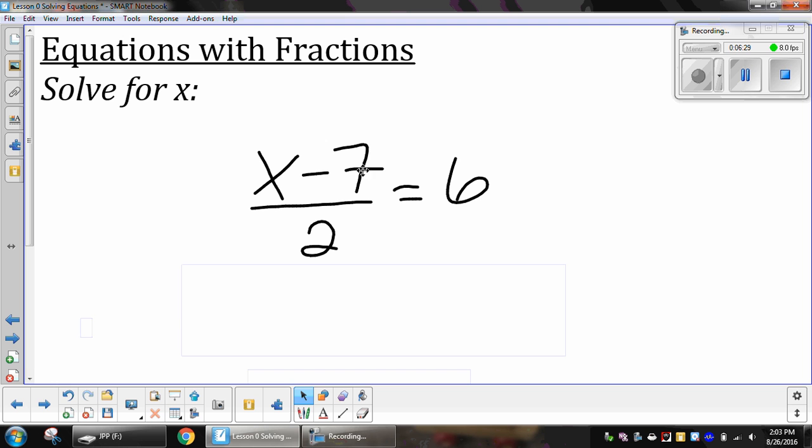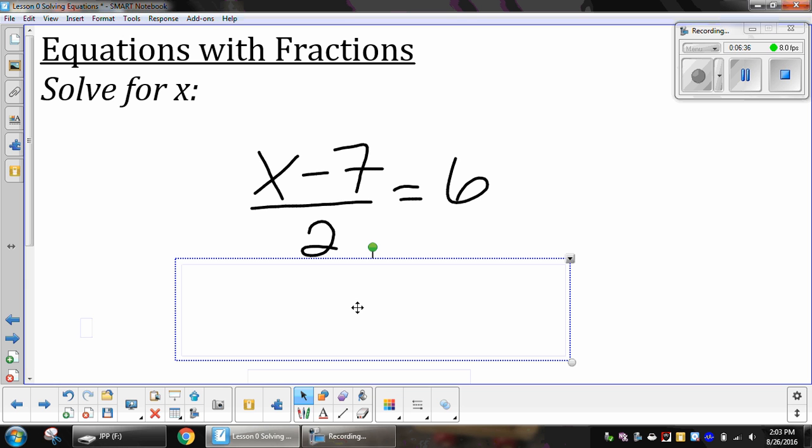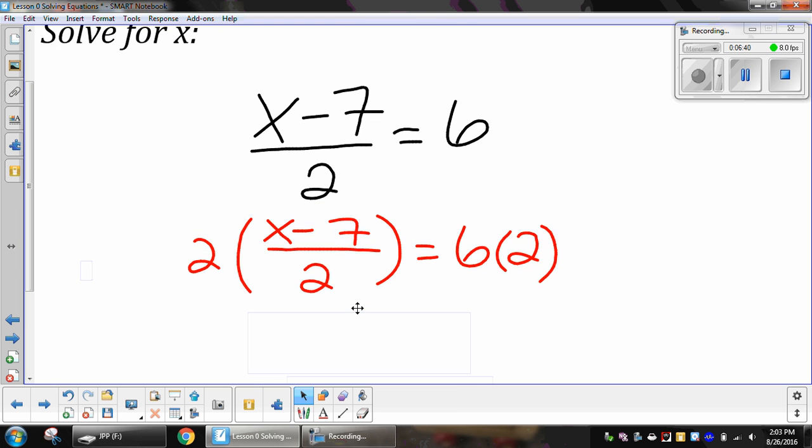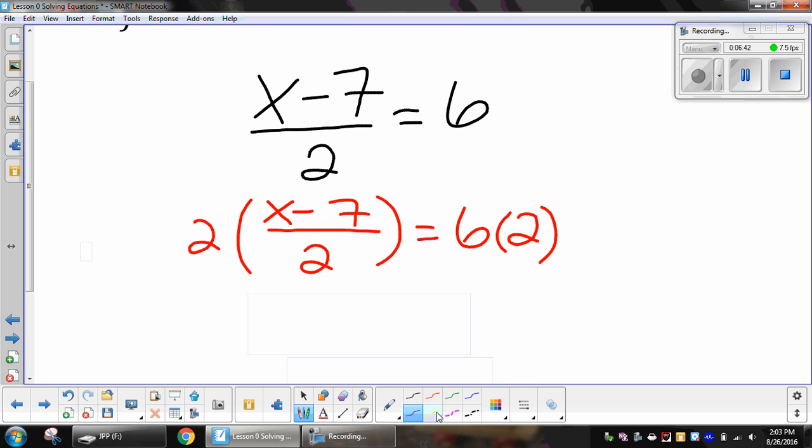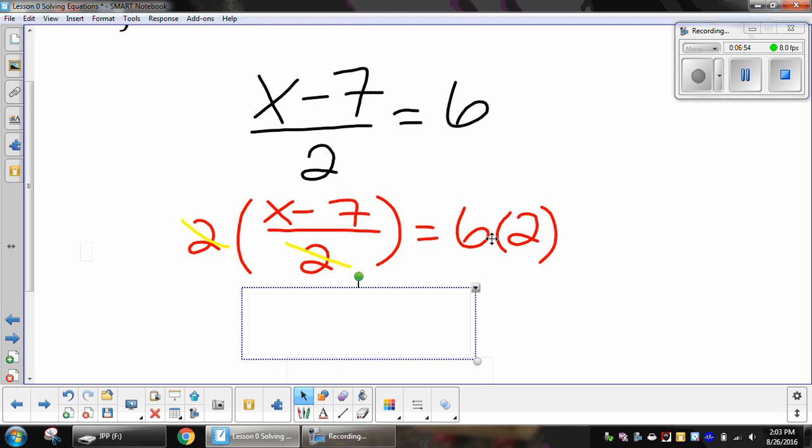Here I have x minus 7 being divided by 2, so I want to get rid of that 2 so I don't have a fraction any longer. So I'm going to multiply both sides of the equation by 2. And just like on the last one, on this side where I have the fraction, these 2's are going to cancel each other. And it's going to leave me with just what was on top of the fraction. And on the right, I'm just simply doing 6 times 2.